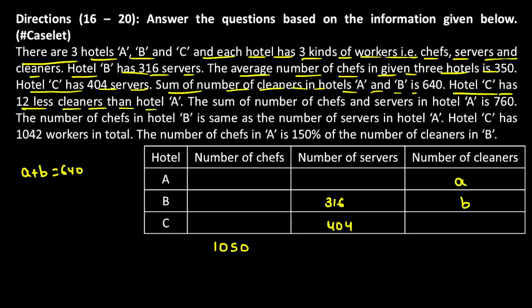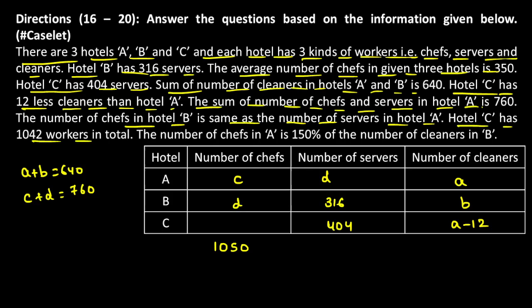Hotel C has 12 fewer cleaners than Hotel A. Very good. The sum of the number of chefs and servers in Hotel A is 760. Very good. Sum of C and D is 760. Correct? Yes. Next, the number of chefs in Hotel B is the same as servers in Hotel A. So D. Very good. Next, Hotel C has 1042 total workers, right?